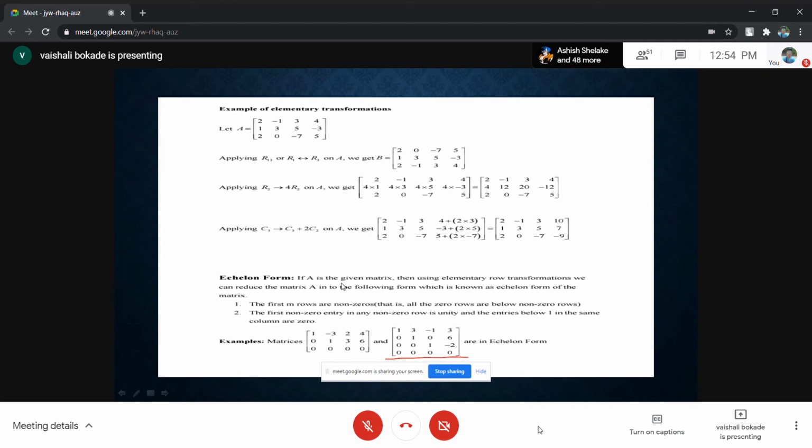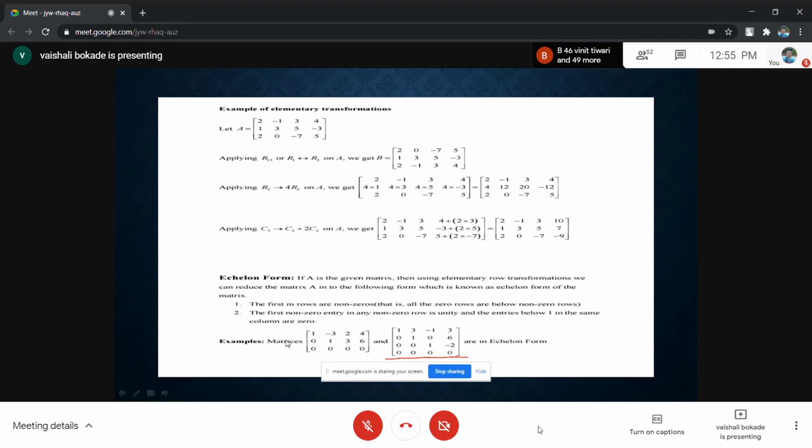If A is any given matrix, then using elementary row transformations, we can reduce matrix A to the following form, which is known as the echelon form of the matrix, and these are the rules for how to convert the given matrix to echelon form. The first rule is that the first m rows are non-zero. That is, all the zero rows are at the bottom of the matrix.